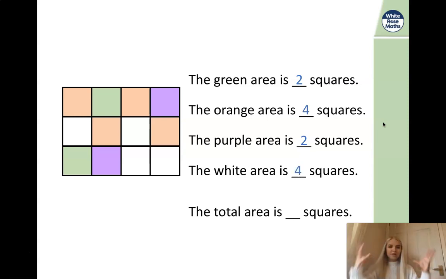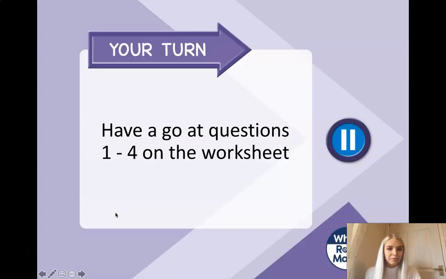Now, to find the total area, I need to add 2 and 4 and 2 and 4 together. And I can see that when I add these together, the area is 12 squares because there are 12 squares that make up this rectangle, meaning the area is 12.